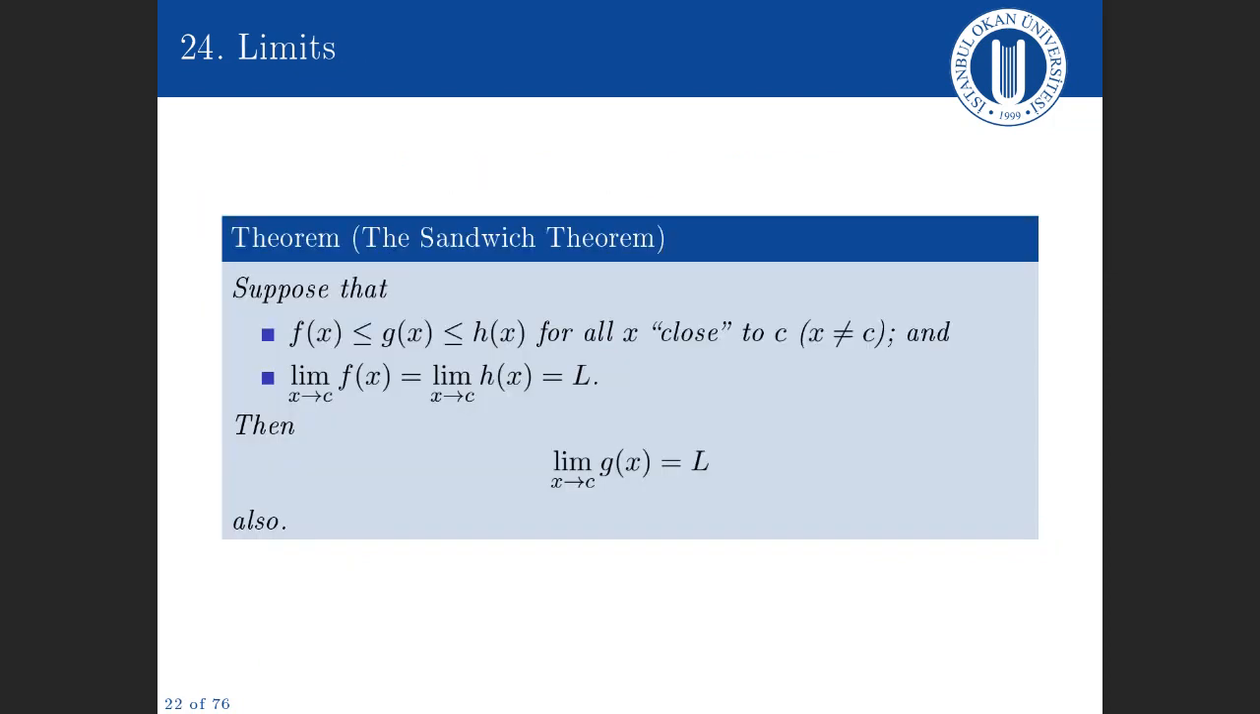So the theorem says this. First of all, suppose f is less than or equal to g is less than or equal to h for all x close to c. We're doing limits, so we don't care what happens at c, we just want it to be true close to c.